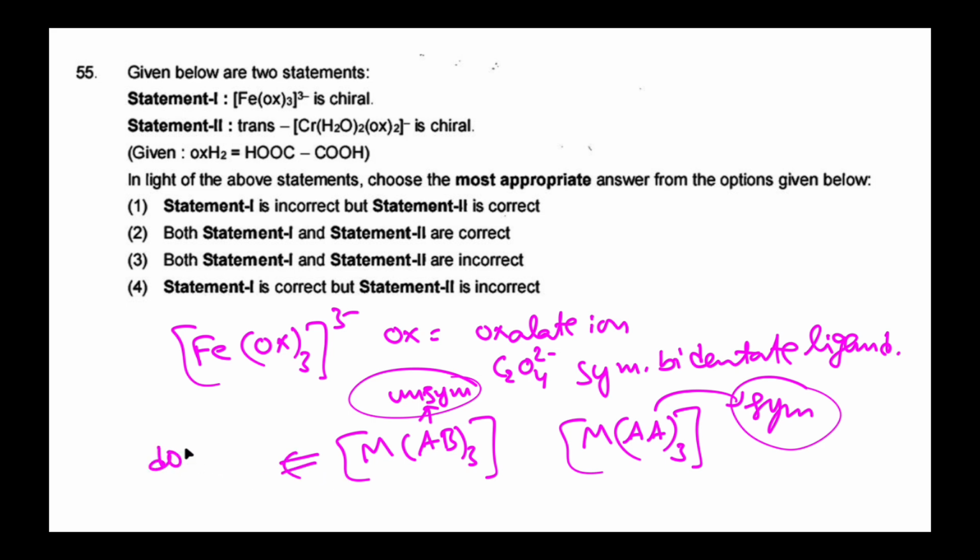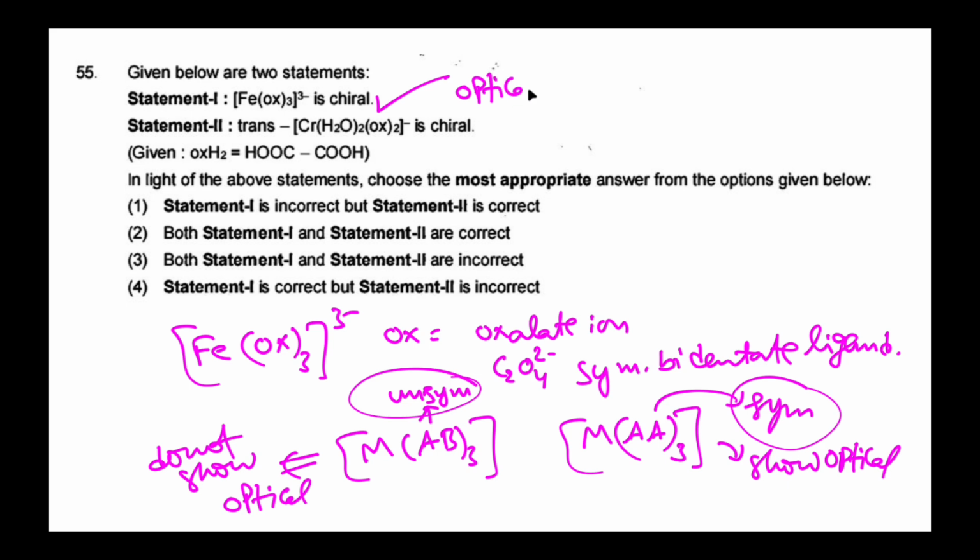So M(AB)3, with an unsymmetrical bidentate ligand, does not show optical isomerism. Symmetrical bidentate ligands show optical isomerism. That's why this, with a symmetrical bidentate ligand, is chiral, so it shows optical isomerism. Optical isomerism can be exhibited by symmetrical bidentate ligands.